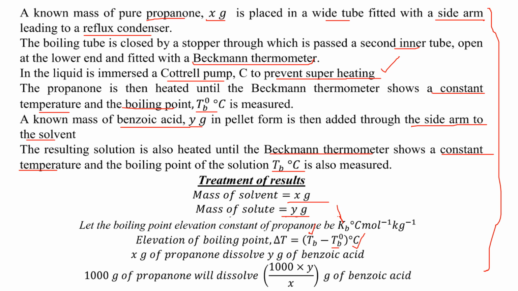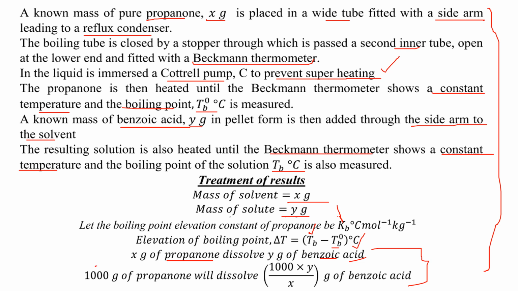Now you're going to say that X grams of propanone dissolves Y grams of benzoic acid. Now always, this is the first statement. You always start with the solvent, and on the left hand side there must be the solvent, on the right hand side there must be the solute. So X grams of a solvent dissolves Y grams of a solute.